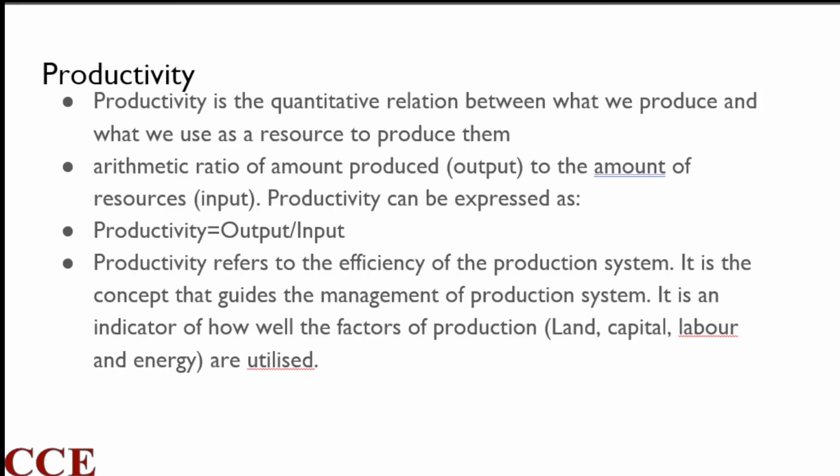Now we'll talk about a very important term which is used in industrial engineering: productivity. Now, what is productivity? It is the quantitative relationship between what we produce and what we use as a resource to produce them. Mathematically, it is a ratio of the amount produced, that is output, to the amount of resources, that is input. So productivity is equal to output divided by input.